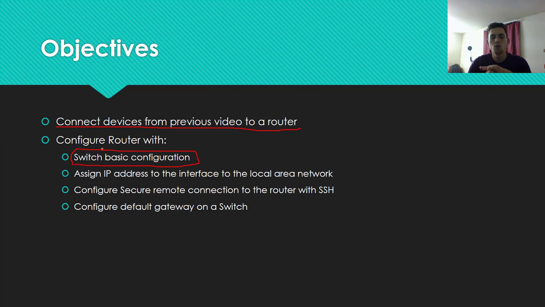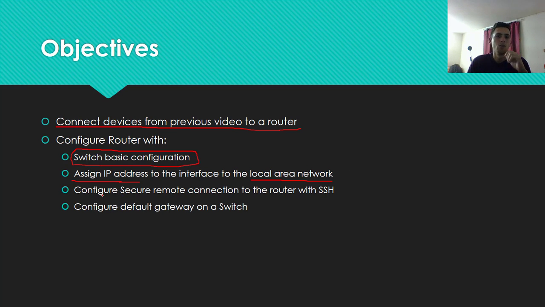We're going to use pretty much the same commands that we use for a basic switch configuration on a router, except for the VLAN and the telnet, because this time we're going to use something else for remote management. We're going to assign an IP address to the interface in the local area network. This interface is the one that will connect the switch and the 2 computers together.